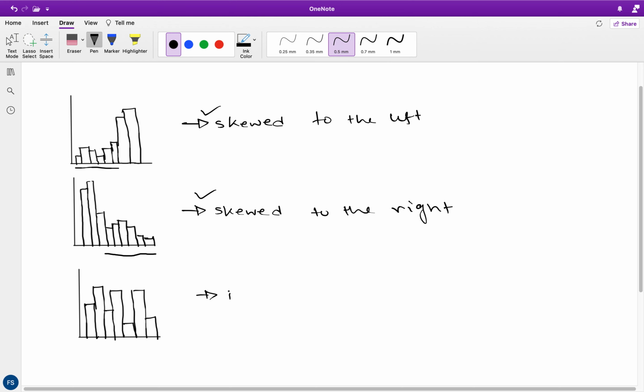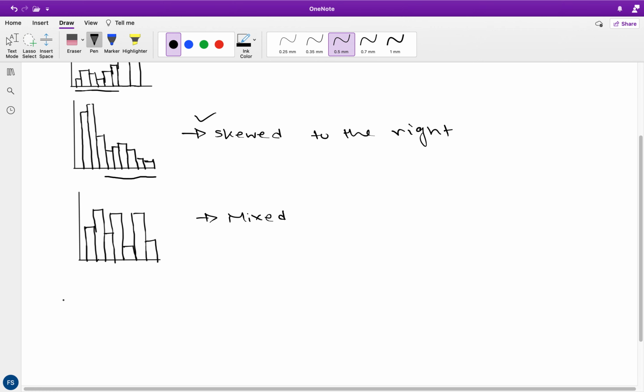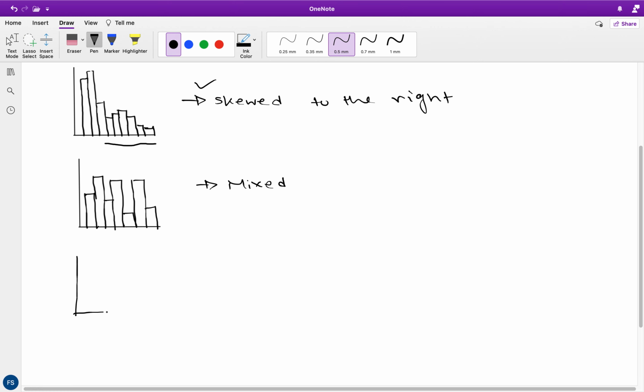Now, sometimes if you plot numbers, it can also look like this. It's a mixed one, and it's neither skewed to the left or to the right. However, sometimes you will come across graphs that look like this. It is a bell-shaped graph, and this is an example of normal distribution. So this is our bell-shaped curve, and we are going to study this today.